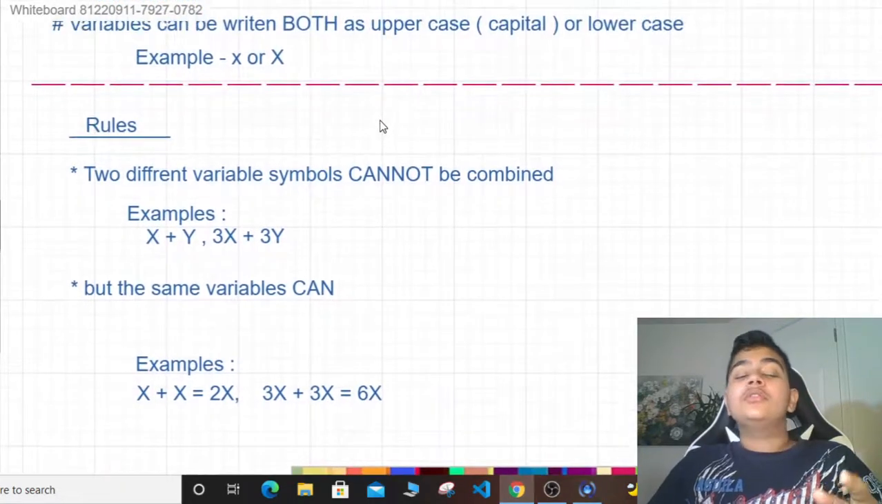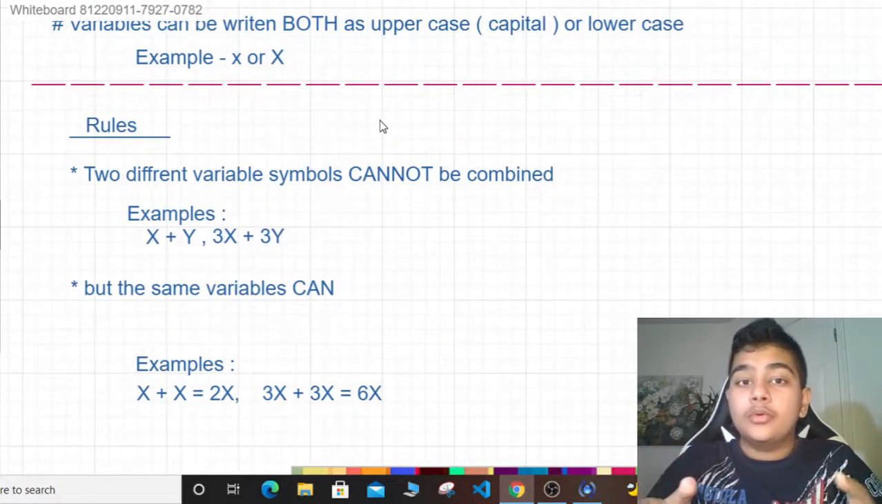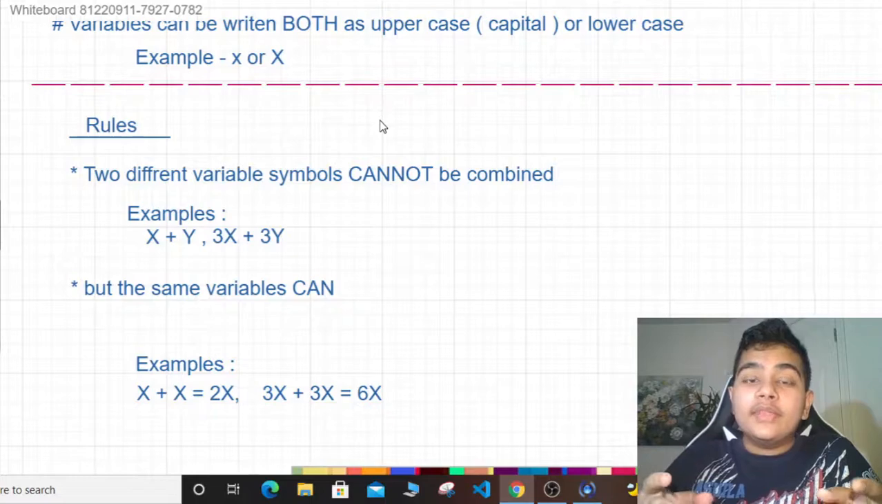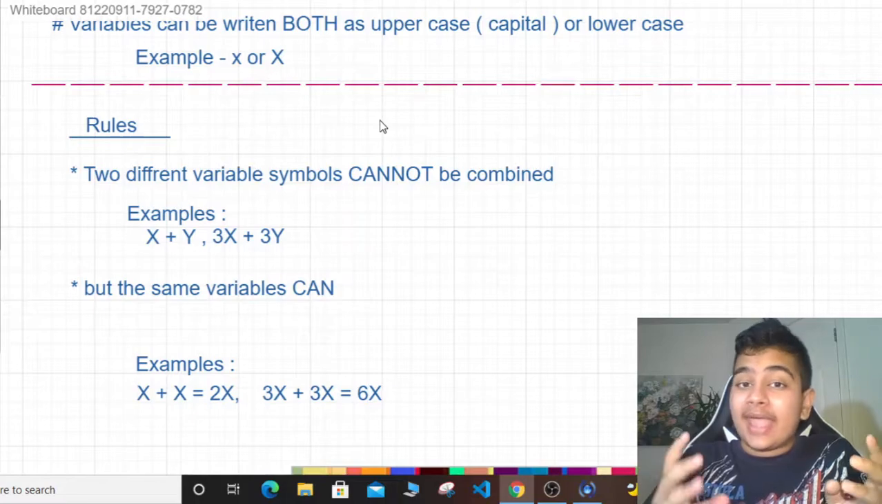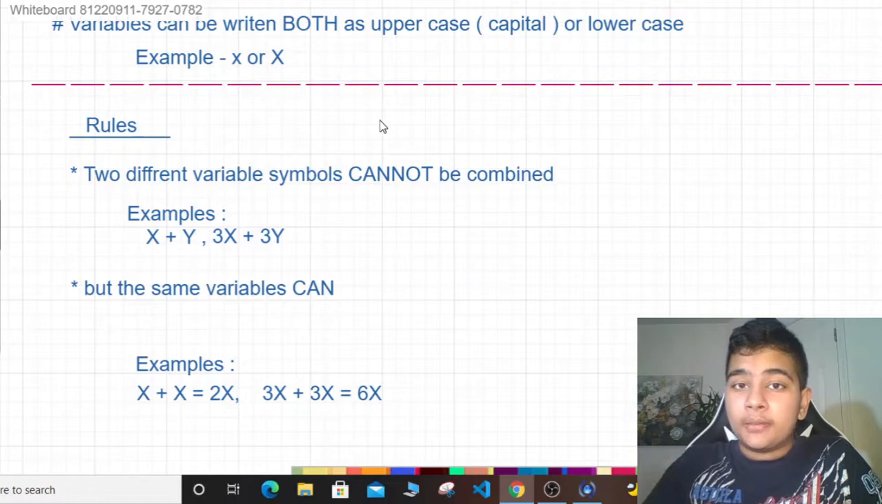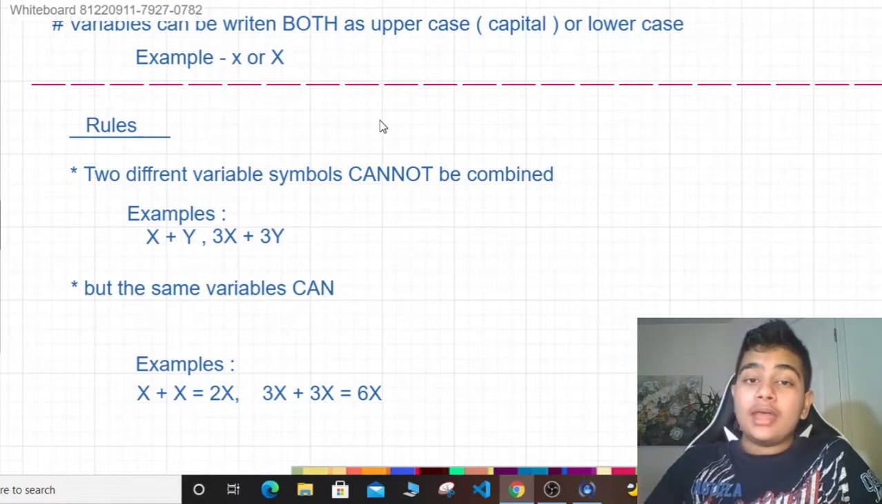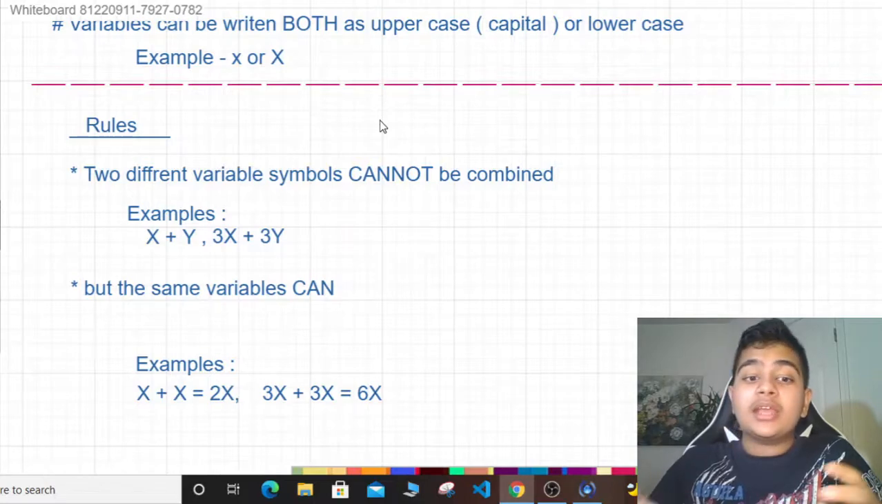Okay, these are the small parts to know about the rules of variables. If these are two different variables or variable symbols, they cannot be combined together, like x and y, as you can see in the example. x and y cannot be combined together, nor can they if they have numbers in front of them, which represents their times. 3x plus 3y cannot be combined together.